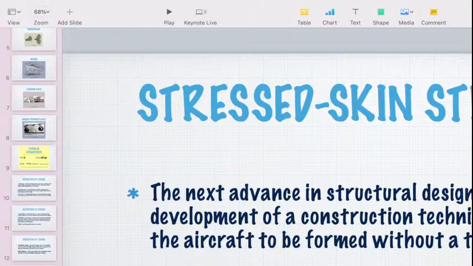And then we also have stress skin structure. This was the next advance in structural designs. It came with the development of a construction technique that allowed the aircraft to be formed without a truss frame. This design is generally known as stress skin structure.